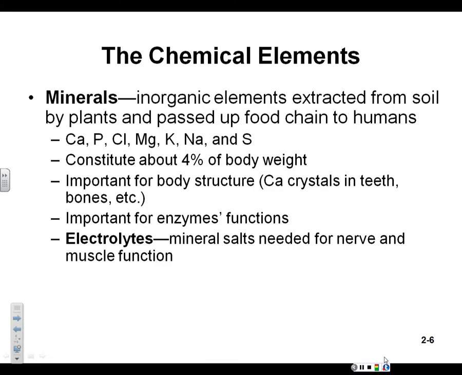All right, so again, organic. Who knows the difference between an organic molecule and an inorganic molecule? Organic molecules have a carbon skeleton, and they consist of living things. Inorganic molecules lack a carbon backbone, and they are mainly made up of non-living things.